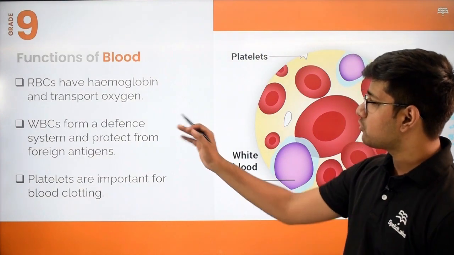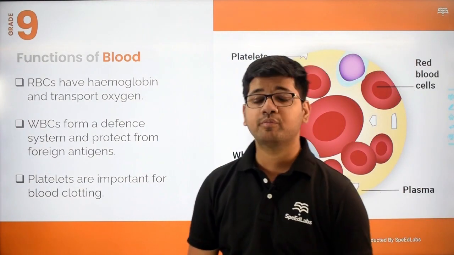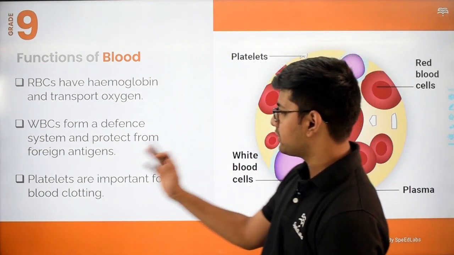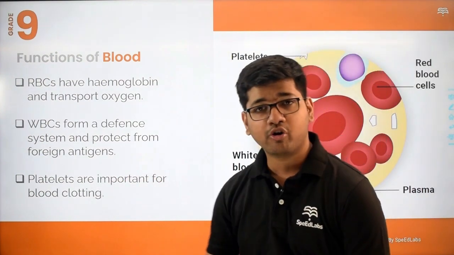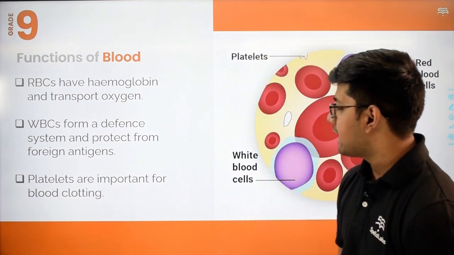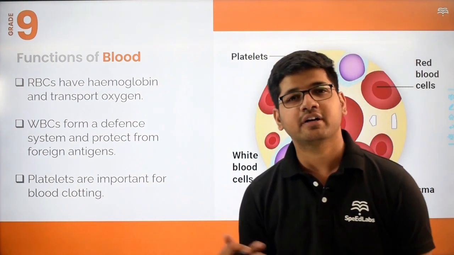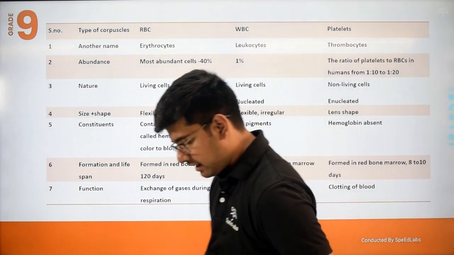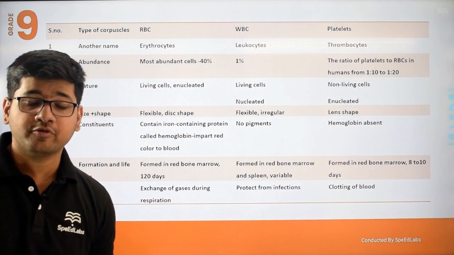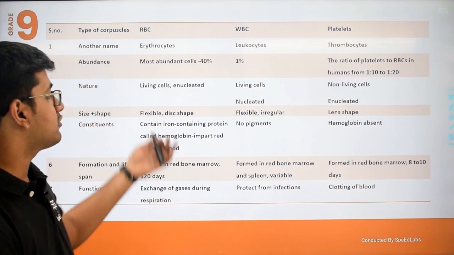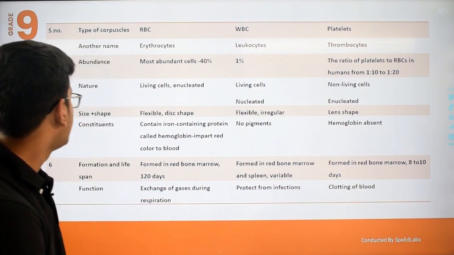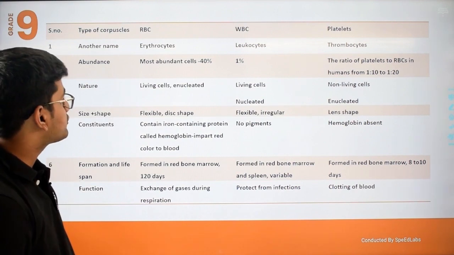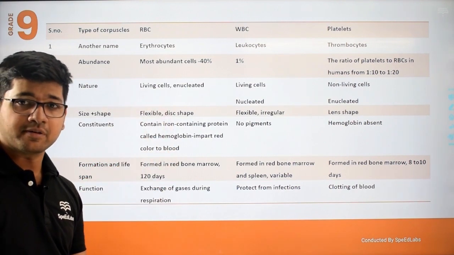Now we have functions of blood, where RBCs have hemoglobin and mainly transport oxygen. WBCs form the defense system and protect the body from foreign particles, and platelets are important mainly for blood clotting. Okay, so in this tabular form we can understand different components of blood along with their functions. So in RBCs, also known as erythrocytes, as I said, the most abundant cell, 40% in number.